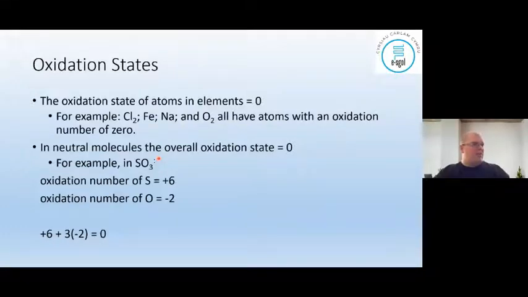The oxidation state of all atoms in elements is 0. I've put some examples there: chlorine, iron, sodium, oxygen. In neutral molecules, the overall oxidation state is equal to 0. Our example here is sulfur trioxide, SO3. Oxygen has an oxidation state of -2, and that's one of the harder, fast rules that we'll talk about in a second. So that means that sulfur must have an oxidation state of +6. And you can see there that overall SO3 has an oxidation state of 0.